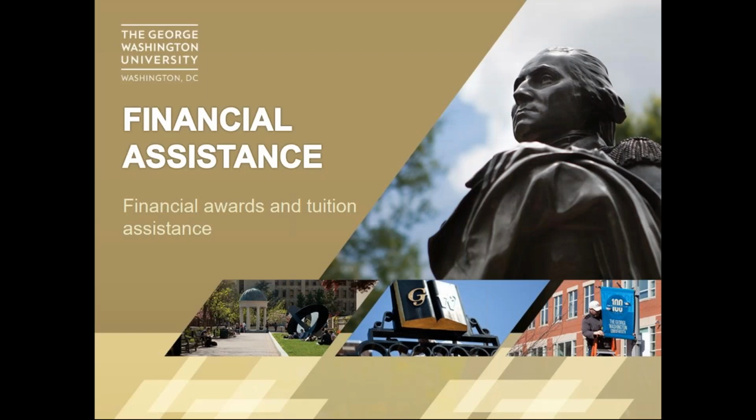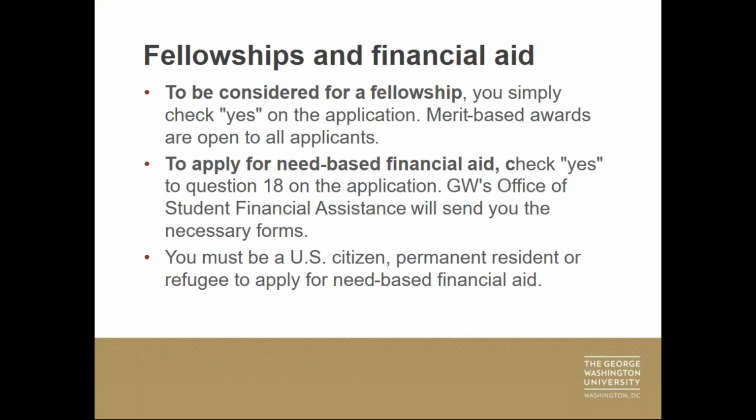Financial assistance is on the top of many applicants' minds, which is, how do I pay for my degree? Well, the most important thing to do is to apply before the February 1st deadline for fall admission and click yes on the application. That automatically puts you in the pool of saying that you'd like to be considered for this. Merit-based awards are open to all applicants, so just go ahead and click that.